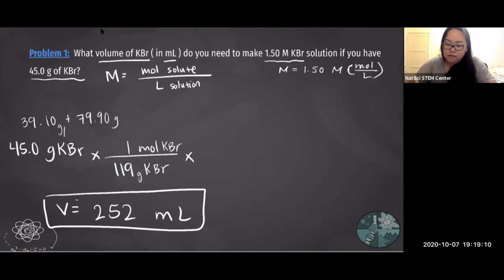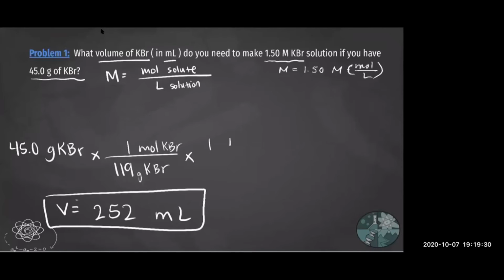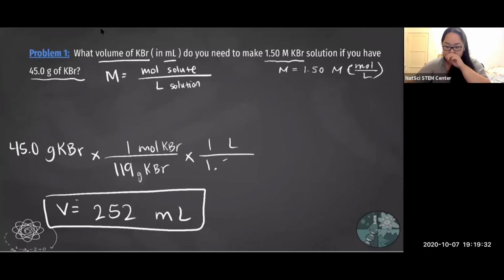So you have this setup, and then you have 1 liter over 1.50 moles. And since I'm asking for the volume in milliliters, you also have to convert. Okay, this is lagging with the sharing. So then it's 1,000 milliliters in 1 liter.